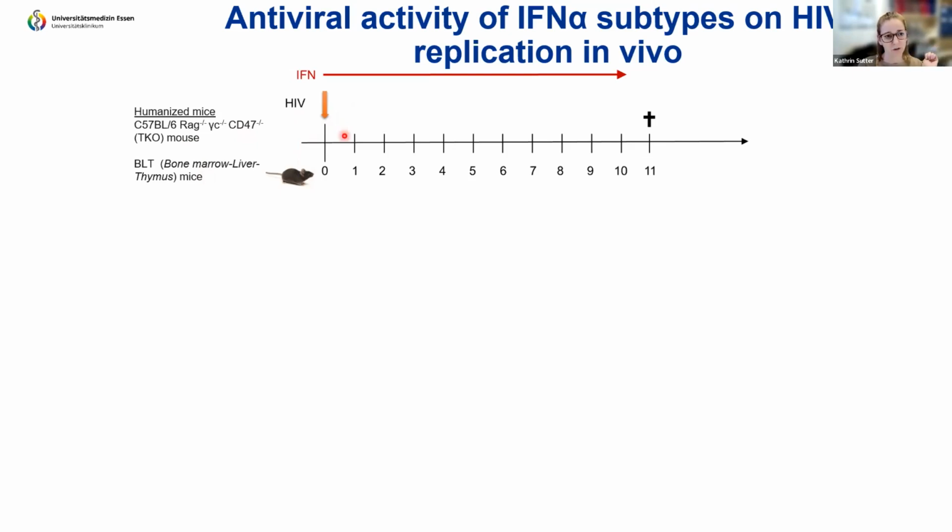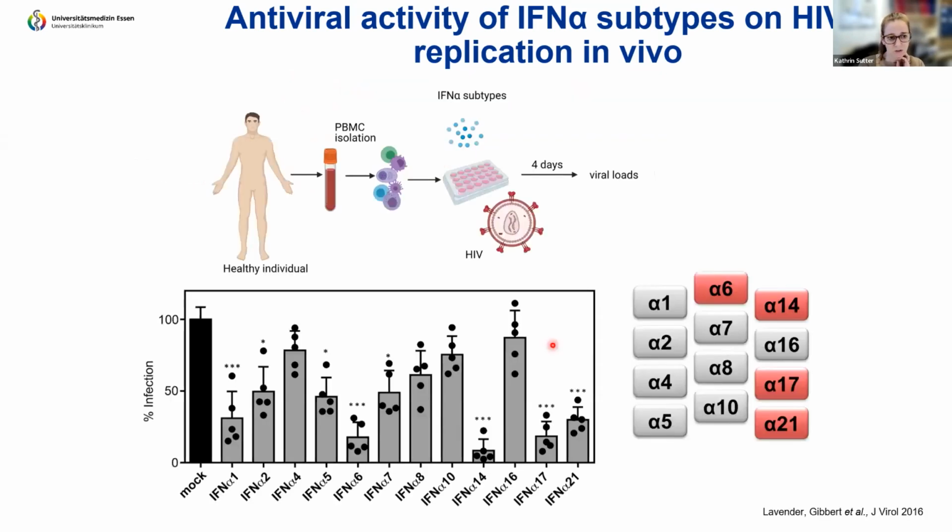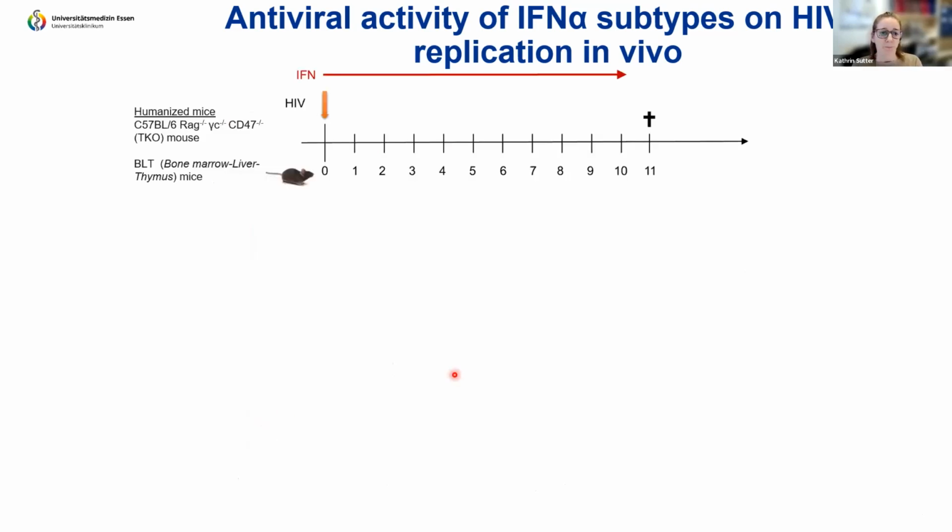CXCR4 and CCR5, sorry. So these mice were infected with HIV, and then we started the treatment. Here we used the two interferons, which were the most effective one, alpha-14, and then we took one which is used in the clinic, so alpha-2, as a comparison.